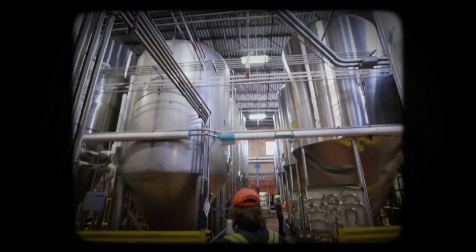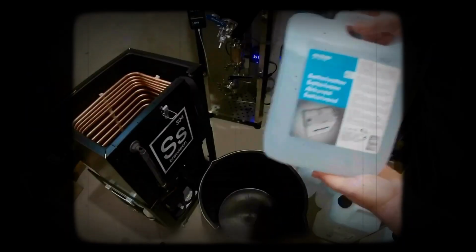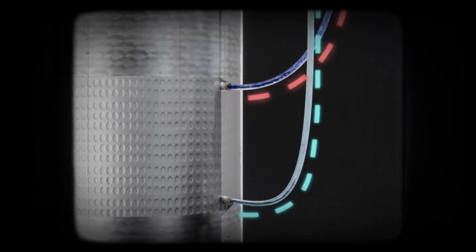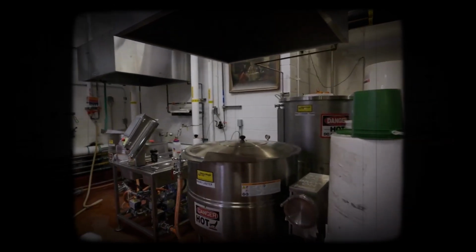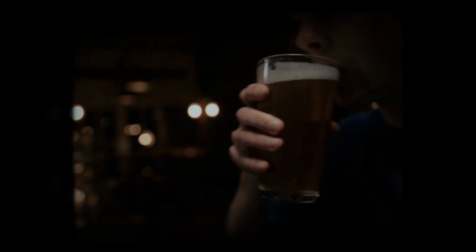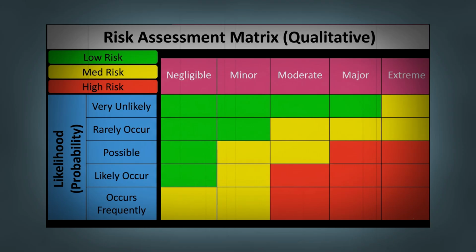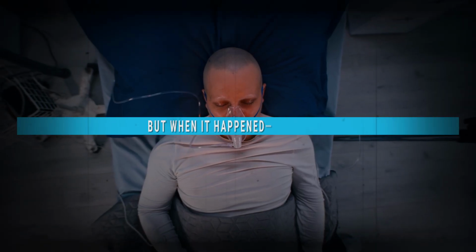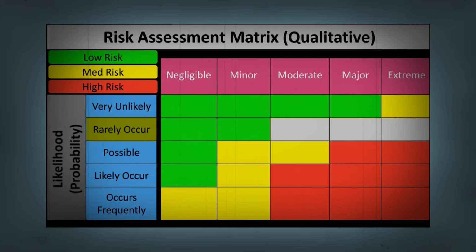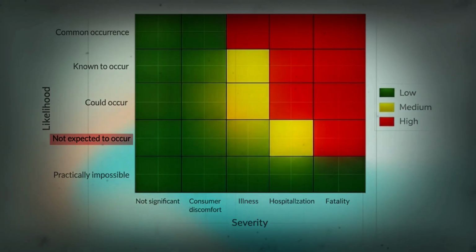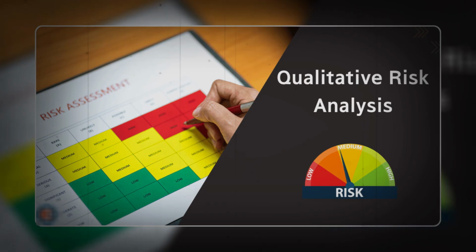Take a real-world example. Years ago, a brewery used diethylene glycol, a toxic industrial chemical, to cool its beer tanks. A small leak went unnoticed, and consumers drank beer contaminated with the substance. The likelihood of that leak was low. But when it happened, people died. That's not an orange box on a chart. That's bright red.